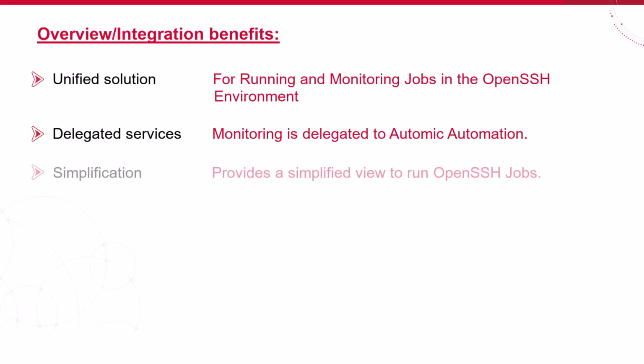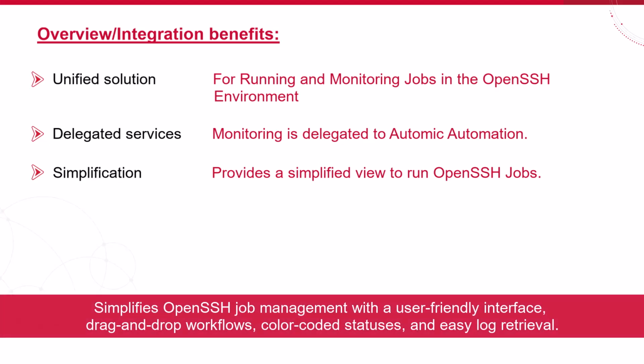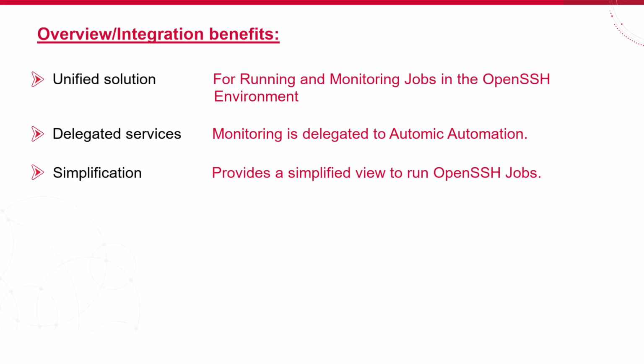The Automic Automation integration provides a simplified view to run jobs in OpenSSH. Automic Automation lets us build configurations with intuitive interfaces like drag-and-drop workflows and supervise processes in simple dashboard tools designed natively for operations. Statuses are color-coded, and retrieving logs is done with a basic right-click. From an operations perspective, Automic Automation highly simplifies the configuration and orchestration of OpenSSH jobs.